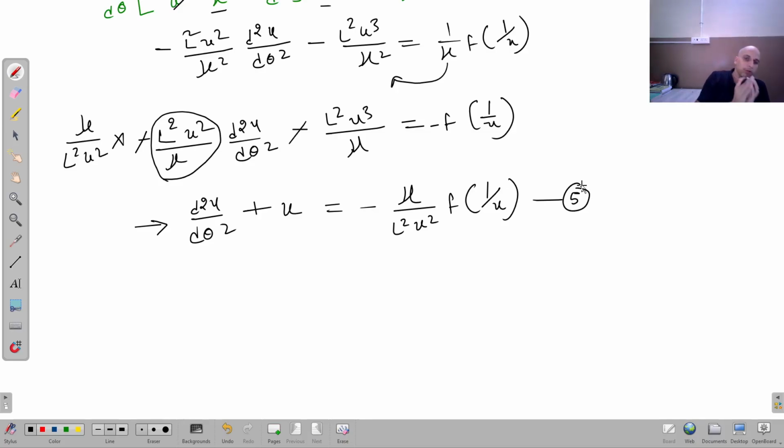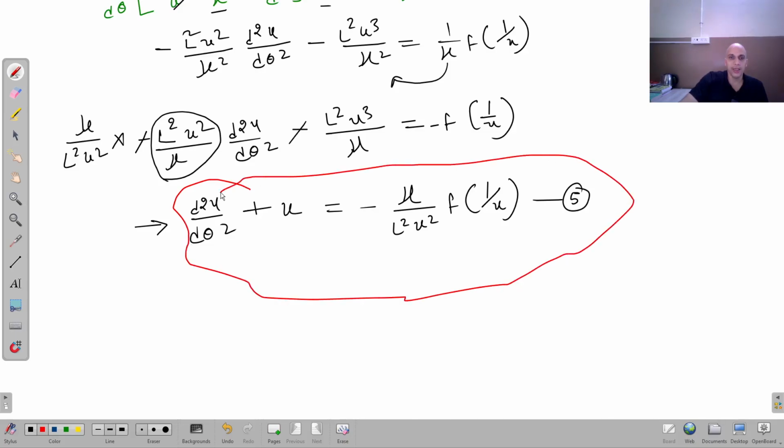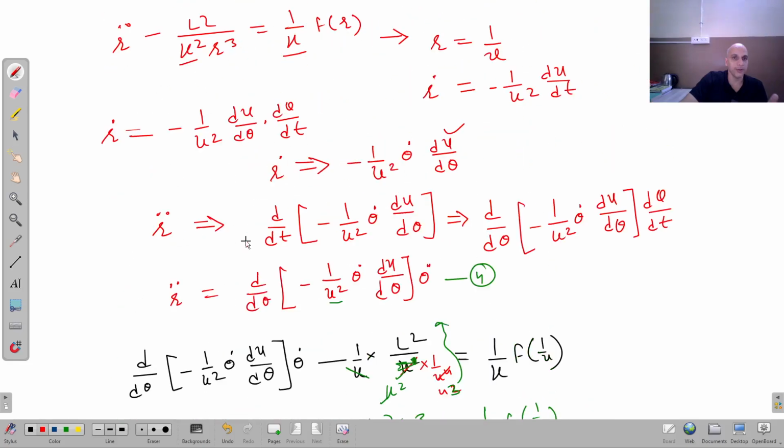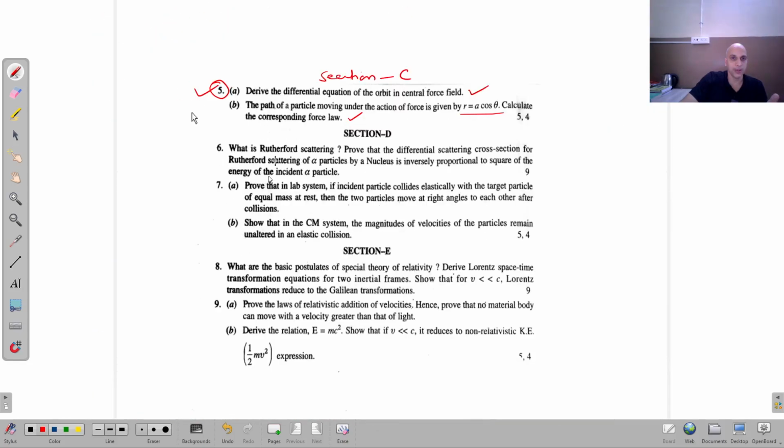That was the answer to this question, and that was asked in the question: the differential equation of the orbit in a central force field, and this equation is in terms of plane polar coordinates r and theta, right? So this is the answer. You can derive this equation up to this point, and you have to memorize this equation, because it is going to be used in solving the numerical problem, which I am also going to solve as part B of this question number 5, right?